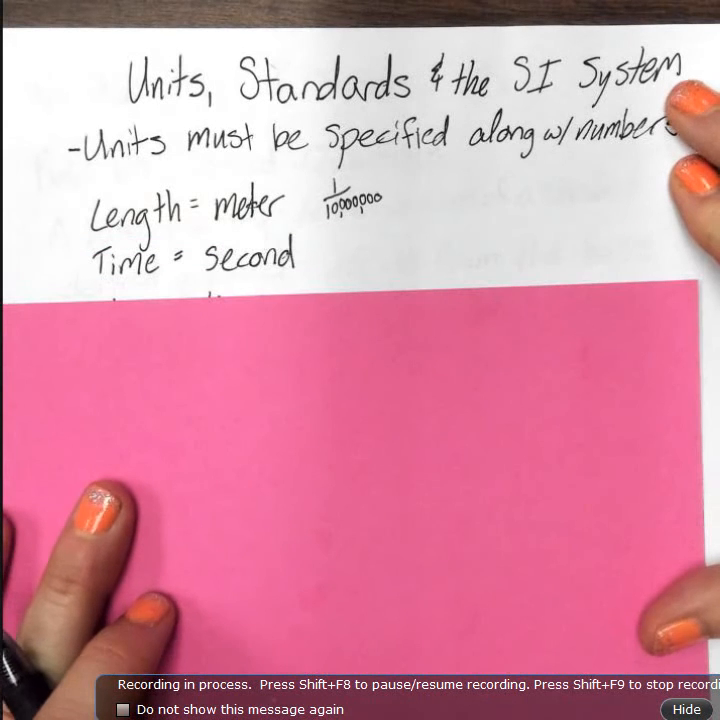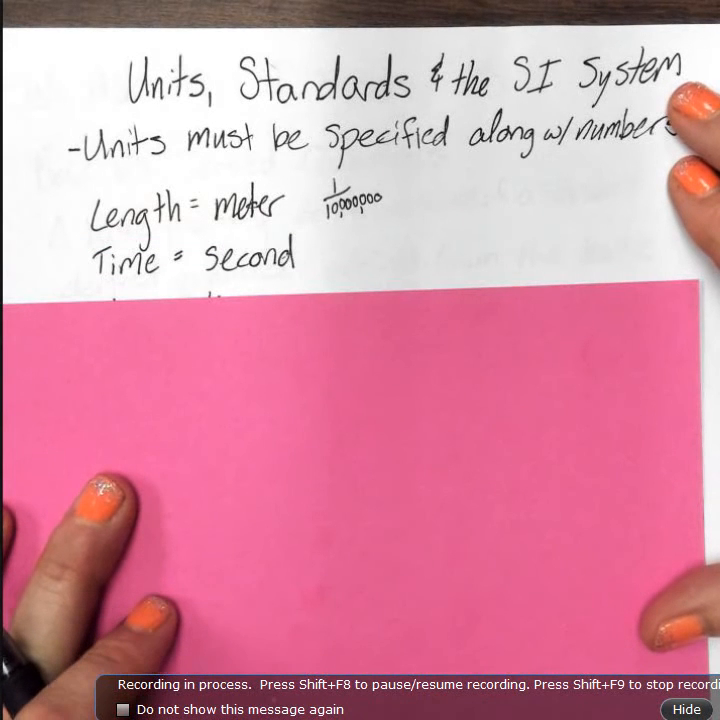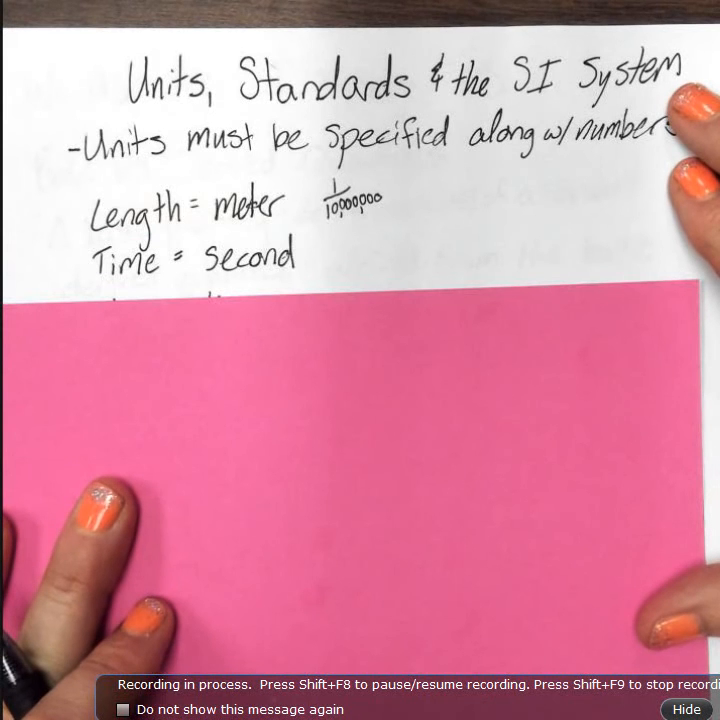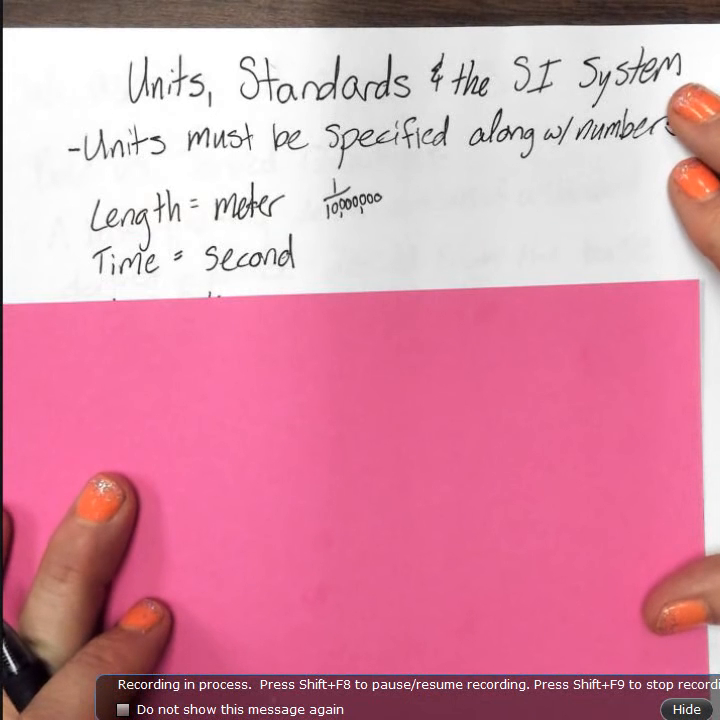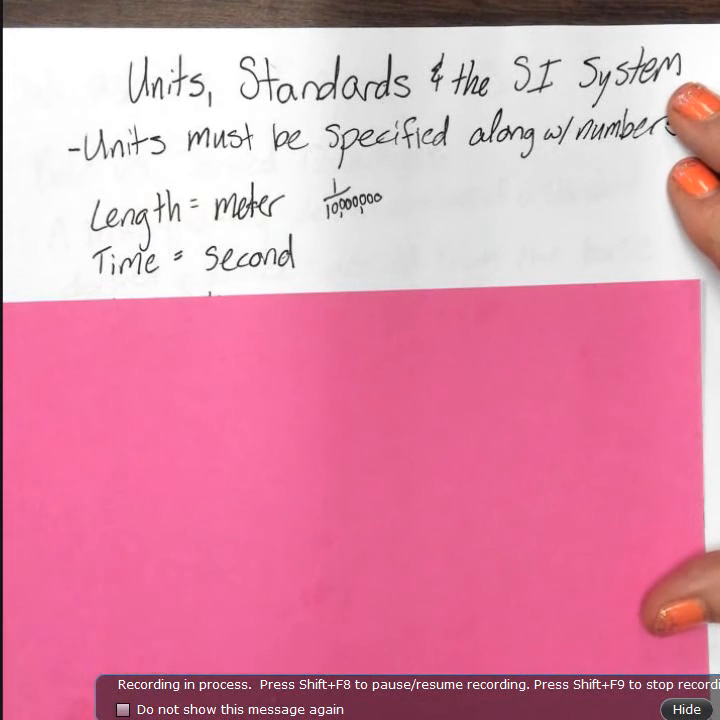For time, we use seconds. Minutes, hours, days, weeks, those are not part of the SI system. Seconds are the only SI measure of time. You could, however, report things in kiloseconds or nanoseconds, but they must be in seconds in order to be a part of the SI system. And currently, our unit, the second, is defined based on the radiation of a cesium atom. So it's become incredibly precise.